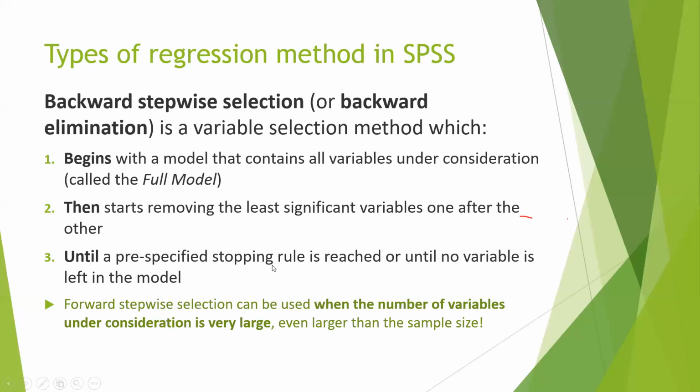Now, out of stepwise, backward and forward, which one do you have to use? There is one criterion written in the green lines: forward stepwise selection can be used when the number of variables under consideration, that means you are putting in the model, is very large, even larger than the sample size. Let's say I have collected data for 100 subjects and you have 150 variables. In that case, the forward selection method can work. Otherwise, if you have 100 observations and only 5-6 variables, then the backward method may work for this purpose.